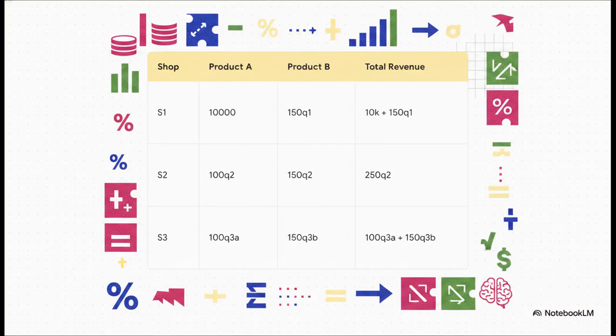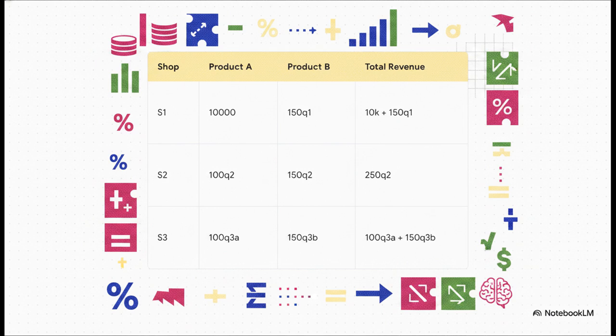And then we hit the final boss, the multi-product, multi-shop caselet. This is where they just throw the kitchen sink at you. Totals, ratios, profit margins, discounts, the whole shebang. Your absolute go-to strategy here is the grid and equation method.